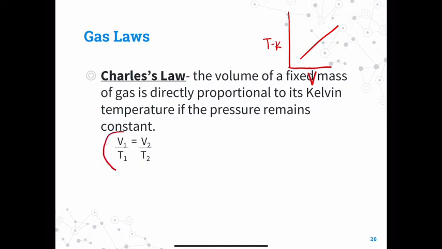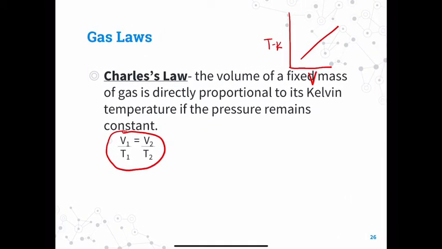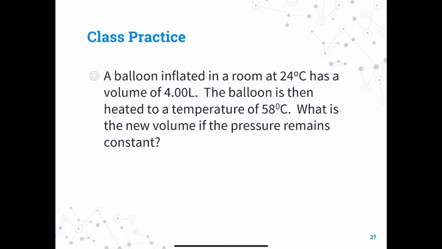So the formula for Charles's law, and again, you have these formulas on your formula sheet, is V1 over T1 equals V2 over T2. Okay? So let's put this one to practice and see what we can do with it.